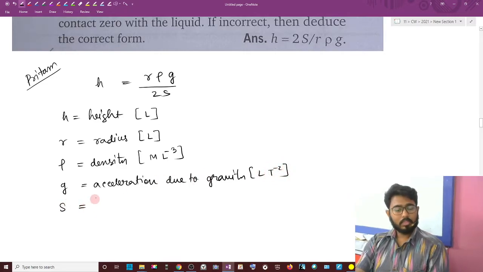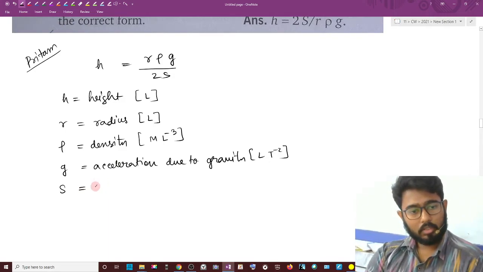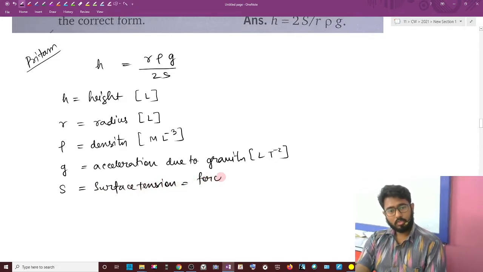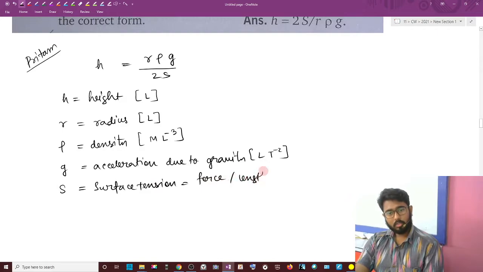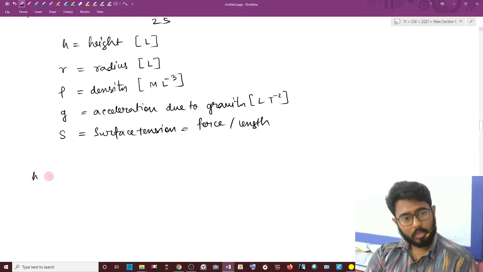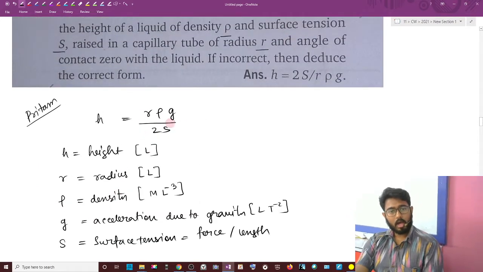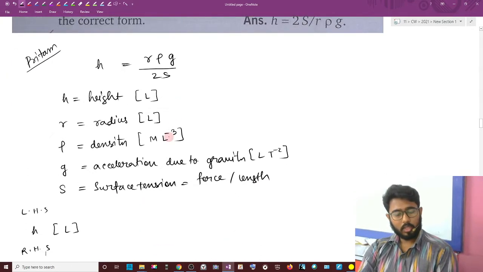S is surface tension, surface tension is force per unit length. So dimension of H will be L. This one is left hand side. Now we will see the right hand side. Now in the right hand side it is given R rho G by 2s.